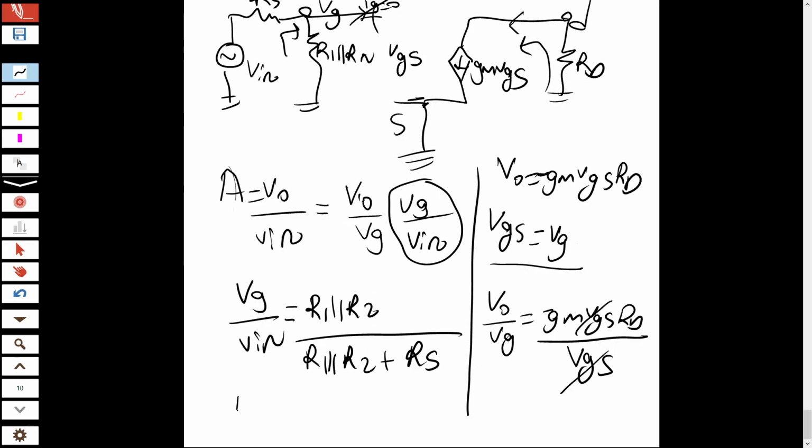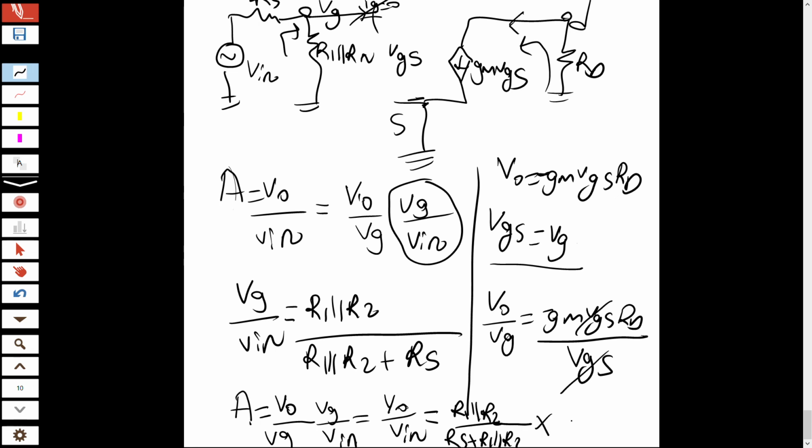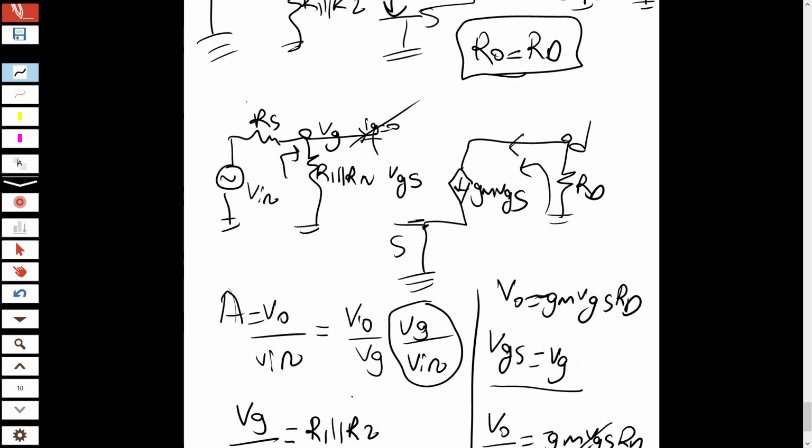So gain in the common source amplifier equals V output over V gate times V gate over V input, and that equals V output over V input, and that equals R1 parallel R2 over RS plus R1 parallel R2 times minus GM RD. So gain is negative. That means there is a 180-degree phase shift between input and output.